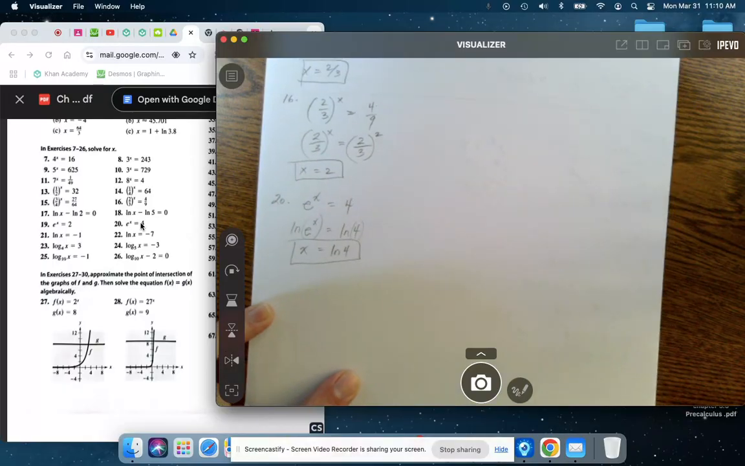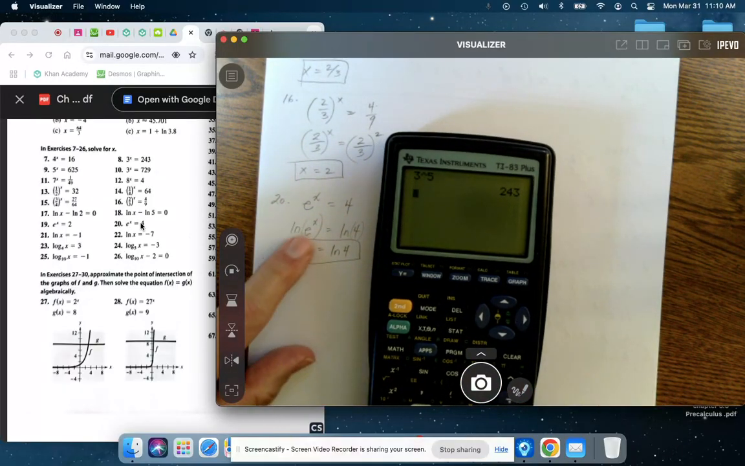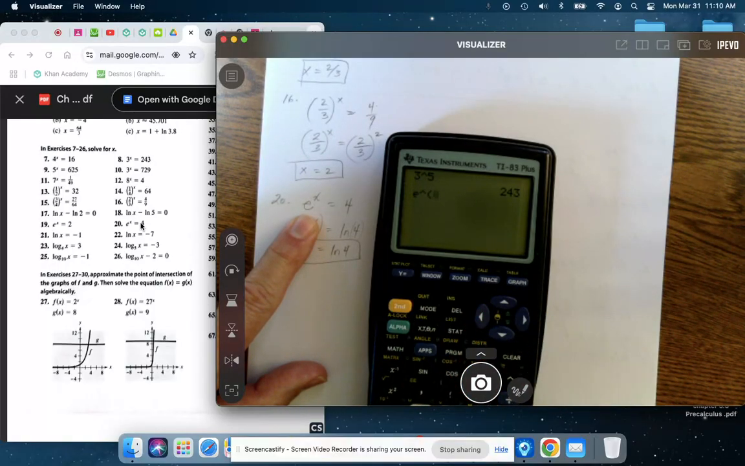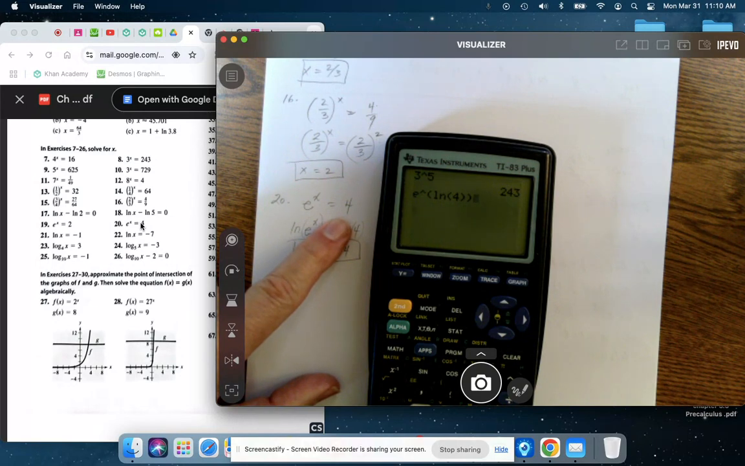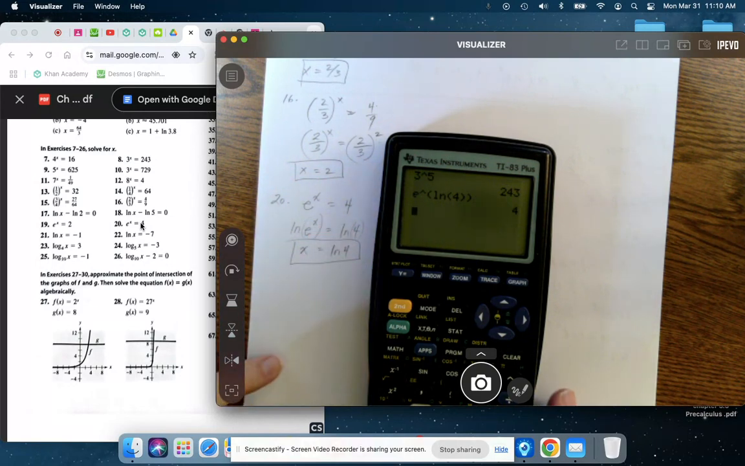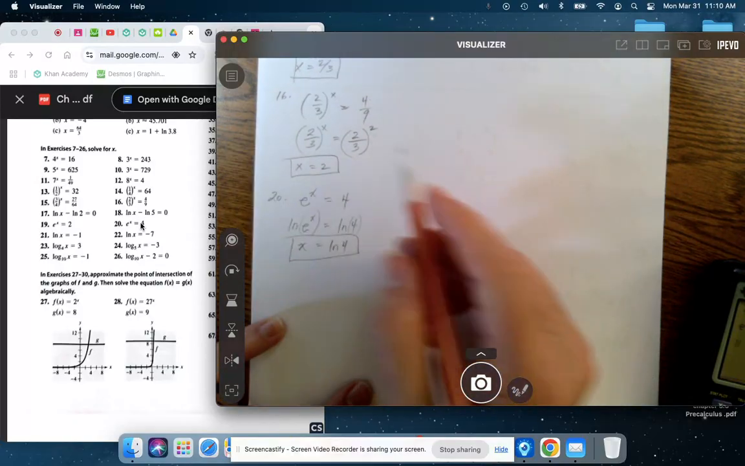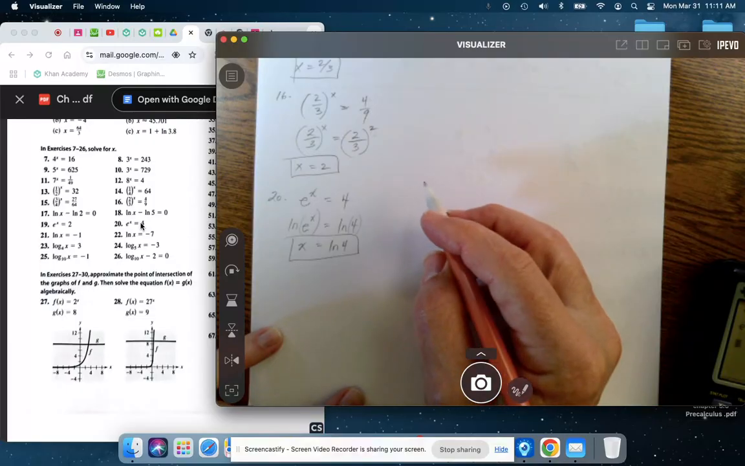Right? So to show you, if I put this in my calculator, so I'll do e raised to the natural log of 4, I should get 4. And I do. So that's 20. We'll do 24.